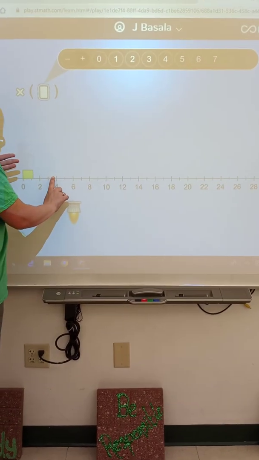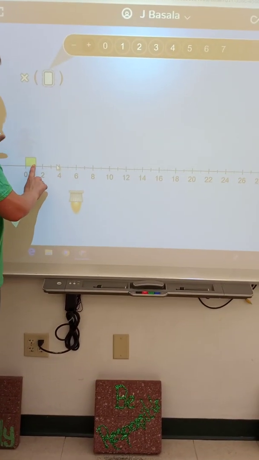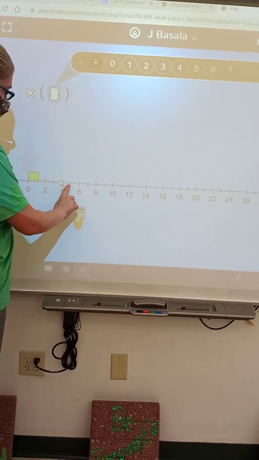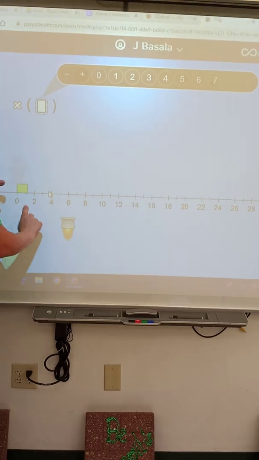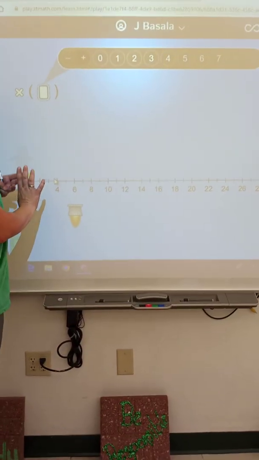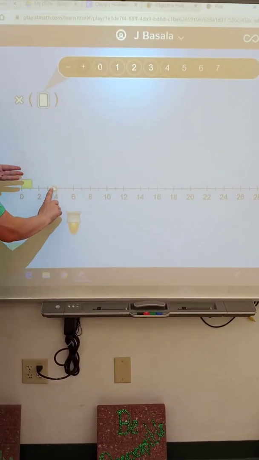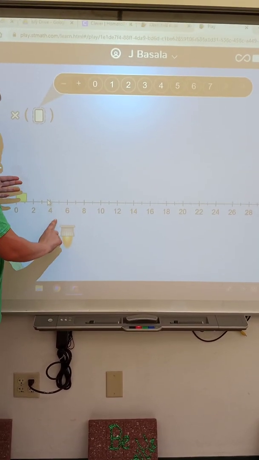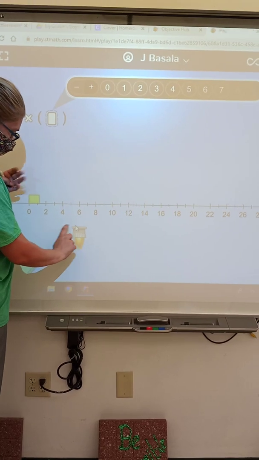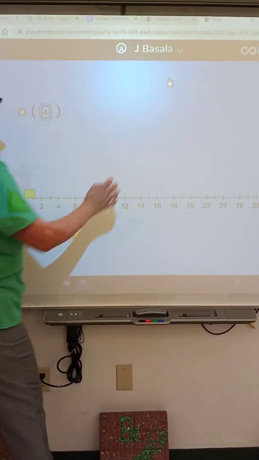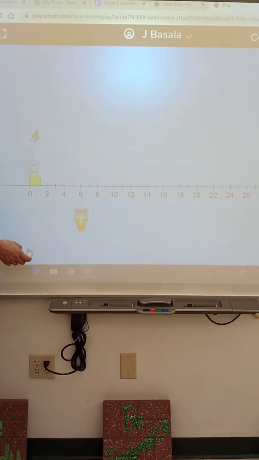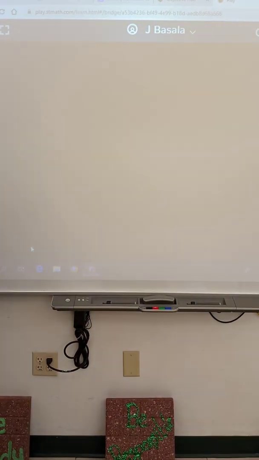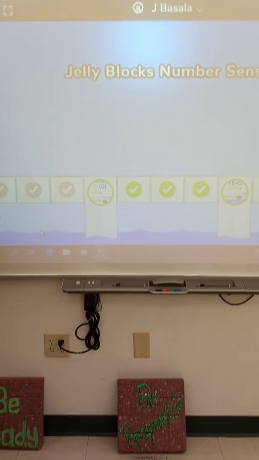That's 3. Is that 3? 1, 2, 3. 1.25, 2.5, 3.75, 5 would be 4. So let's try 4 groups of it. It might be too short. Ooh, I just made it. I probably should have added one more group.